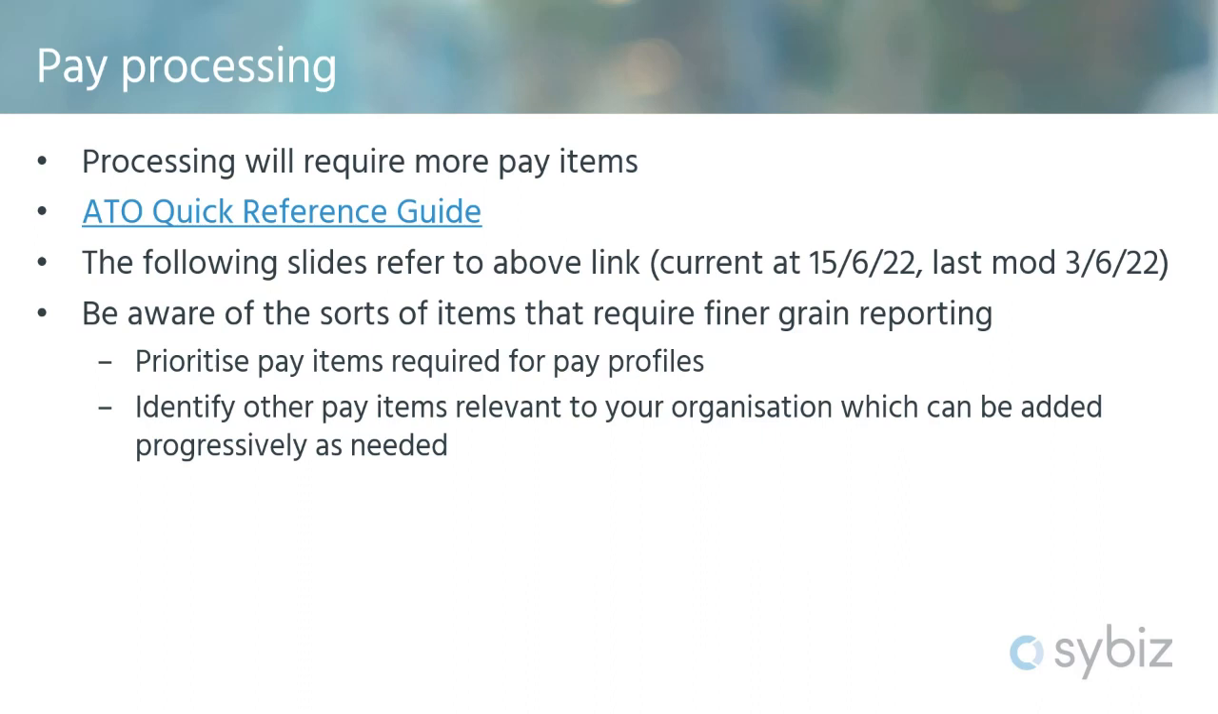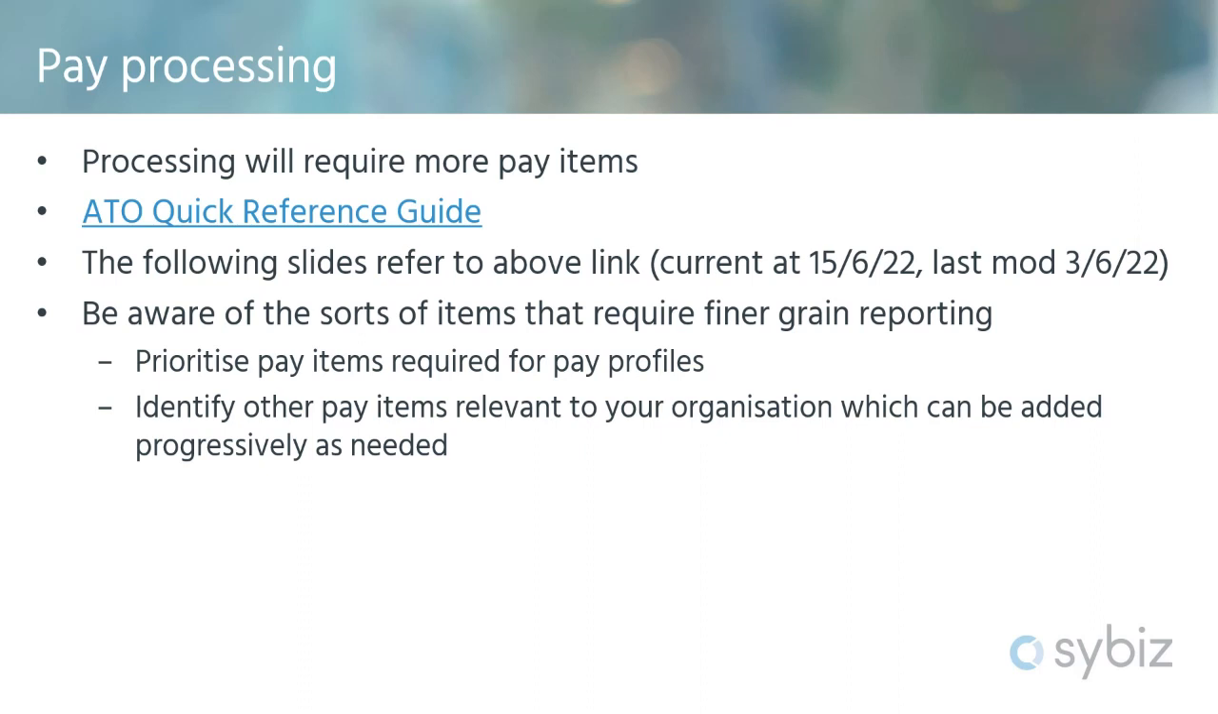So from a pay processing point of view, you will require more pay items. And essentially, we're going to be going through the next few slides. One of the other bits of feedback that we had from the ATO is that perhaps employers aren't taking things seriously enough. So we just want to give you an idea as to what's required from a finer grain reporting point of view. And we do defer you to this ATO information. We are just going to be going through it to provide the context.